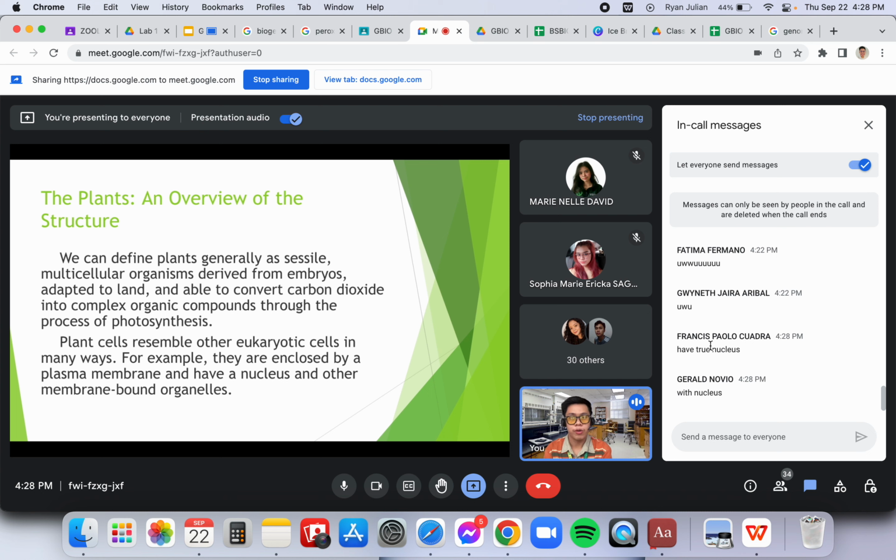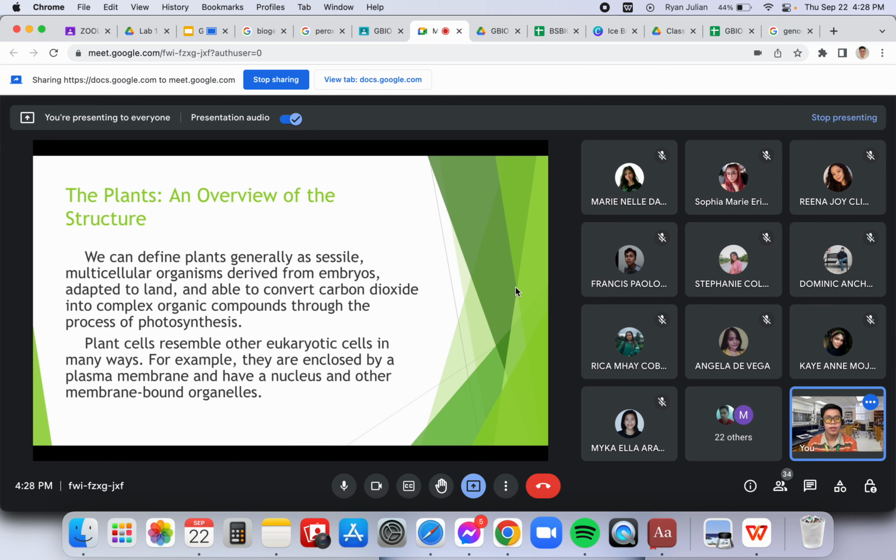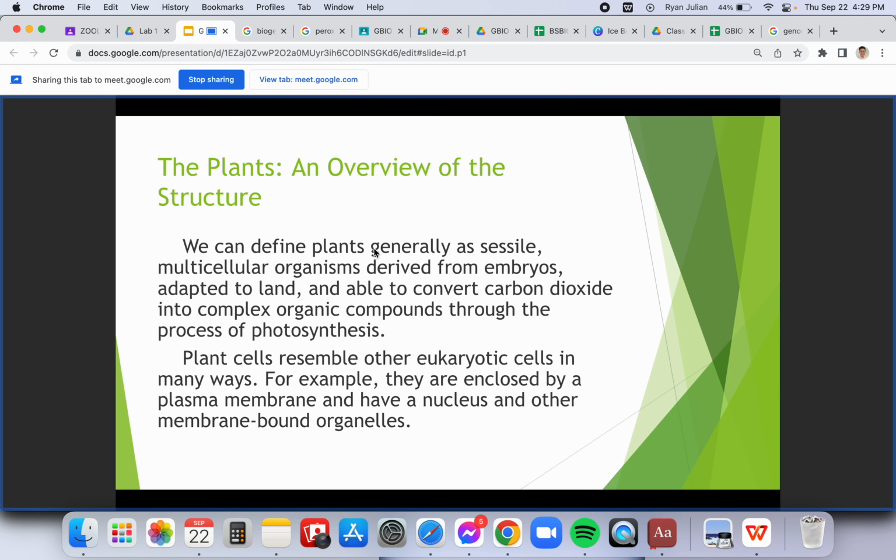And aside from eukaryotes having a nucleus, they are also composed of other membrane-bound organelles. For example, we have mitochondria, endoplasmic reticulum, cell wall. What else? We also have the centriole, the chloroplast. So those are the membrane-bound organelles that are present in plants but lacking in animals. But either way, both plants and animals are eukaryotes. I hope that is clear to everyone. Plants, ay, tapos na pala tayo. For example, they are enclosed or enveloped by a plasma membrane and have a nucleus and other membrane-bound organelles that I just mentioned.